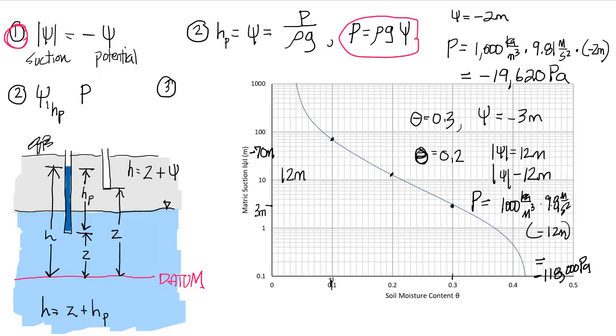So again, the three relationships you absolutely need to know how to work with. The first one's super easy. Matric suction and matric potential, it's the same value, it's just the sign. If it's potential, it's negative. If it's suction, it's positive. The second relationship, super important, is the relationship between the matric potential and the water pressure, always given by this relationship or in the rearranged form over here. And the third relationship is the relationship between the moisture content of a soil and the matric potential of the soil, which is always given by its soil moisture characteristic curve.